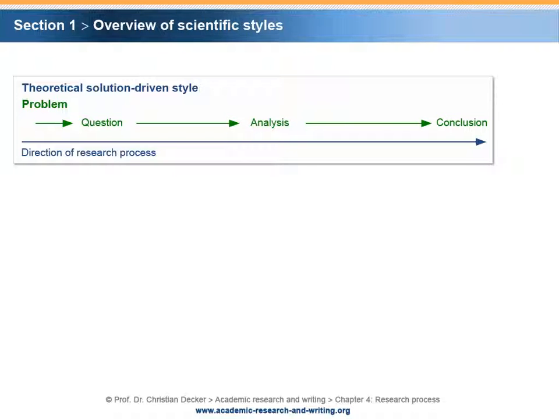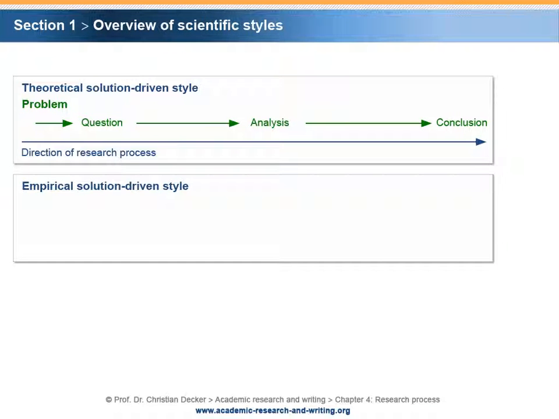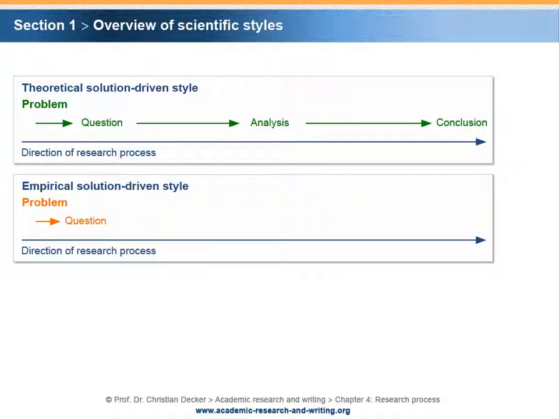In some cases, an empirical solution-driven style could be required. Here, the direction of the research process would encompass additional steps. Again, a given problem would lead to a research question that has to be analyzed from a theoretical perspective. Theoretical analysis would lead to one or more hypotheses. Thereafter, an empirical survey would be conducted in order to test the hypotheses and to derive a conclusion.